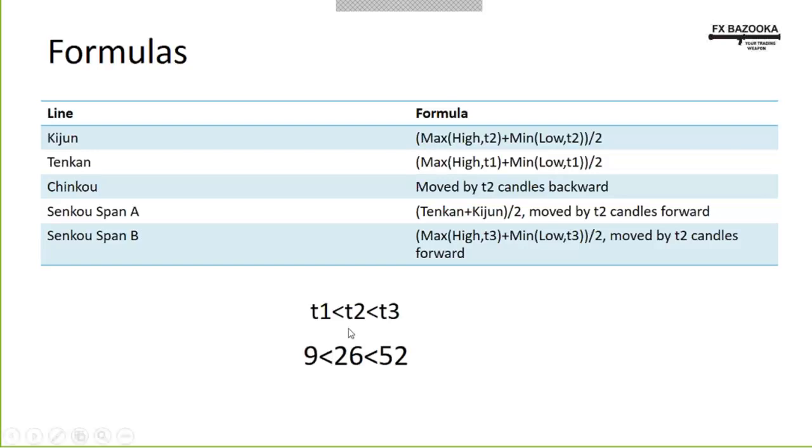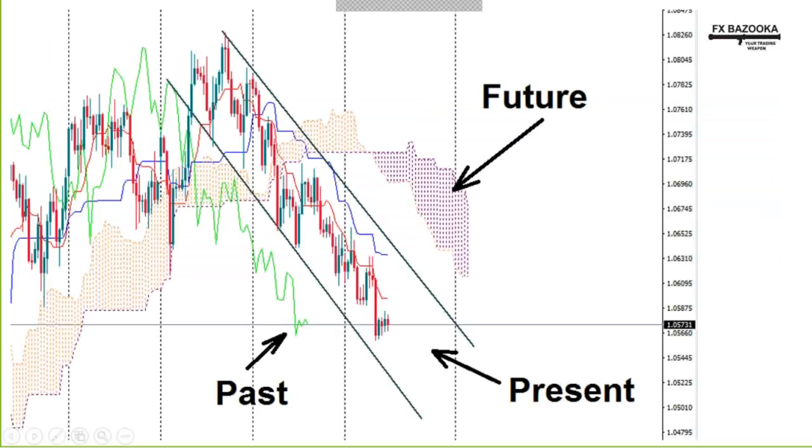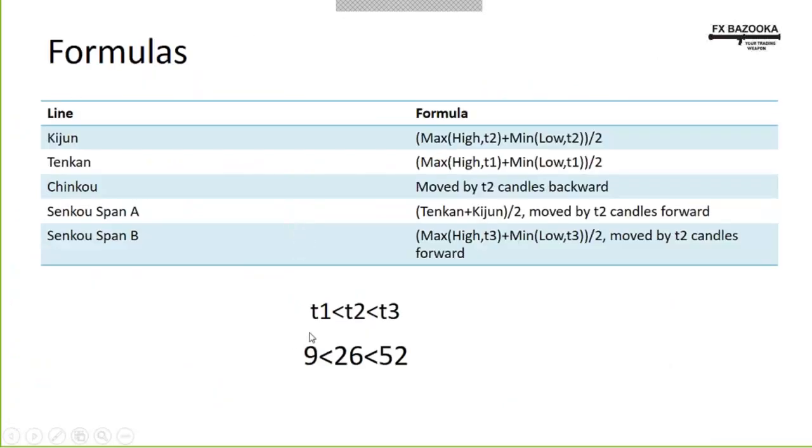But the important thing, if you want to adjust the indicator and introduce your own parameters, you need to make it stick to this ratio between time periods. So T1 should be smaller than T2 and smaller than the third time period. The third time period in this formula should be the biggest. So you need to keep this relation in mind.